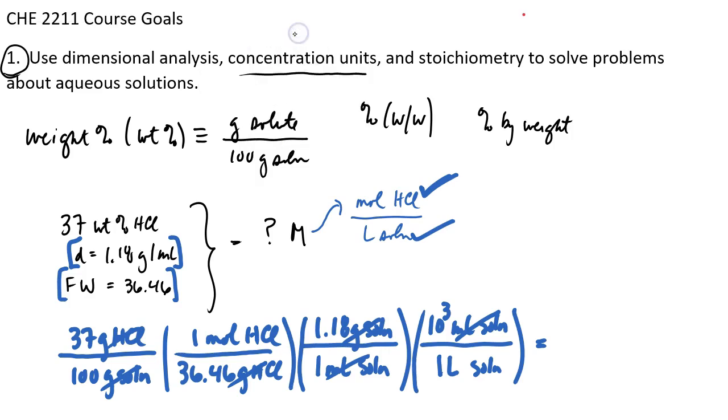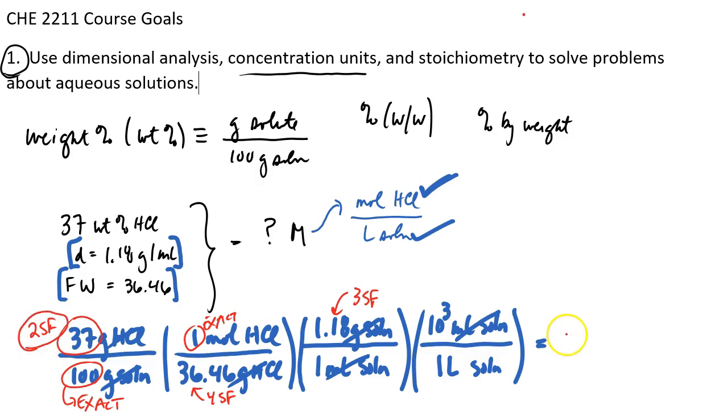So here in this 37, we have 2 sig figs. This 100 won't ever limit us because it's exact. The same for this 1, it's exact. It won't ever limit you. But we have 4 sig figs in our formula weight and 3 sig figs in our density. So it looks like we're going to have 2 sig figs in our answer. So that would be 12 moles of HCl for every liter of solution, or 12 molar.